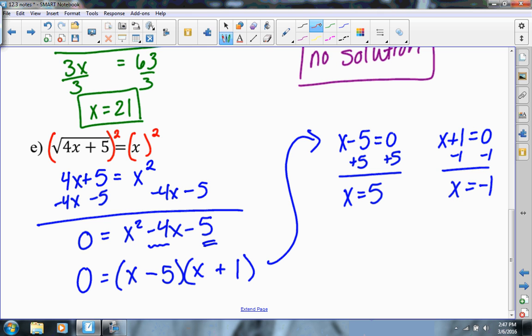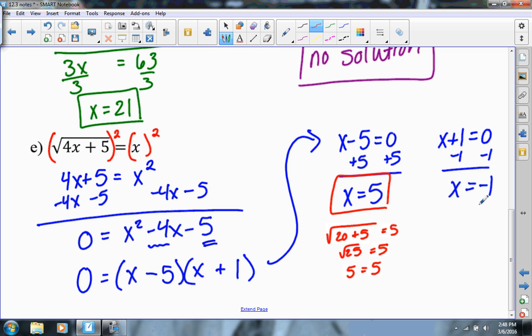Now, really, anytime we should check our work for any of these problems, but we especially want to check our solutions when we have to factor. So if I take this 5 and substitute it back into the original equation, I'll have the square root of 4 times 5, which is 20, plus 5 equals 5. And the square root of 25 is indeed 5. So the left-hand side is going to match the right-hand side. So this is going to be one of my answers.